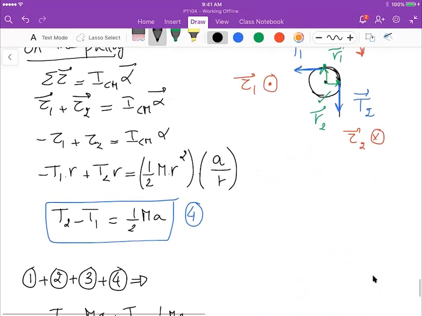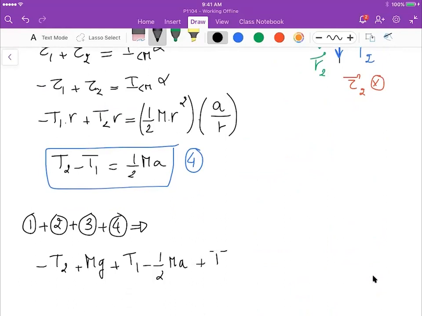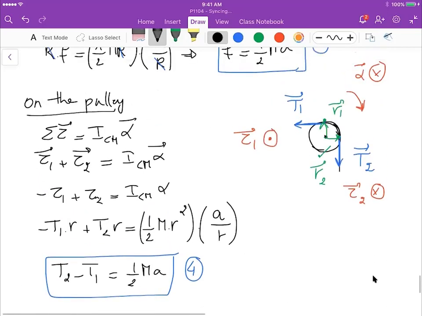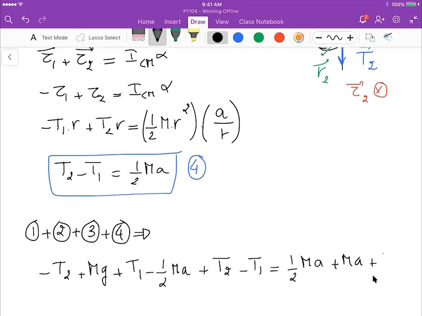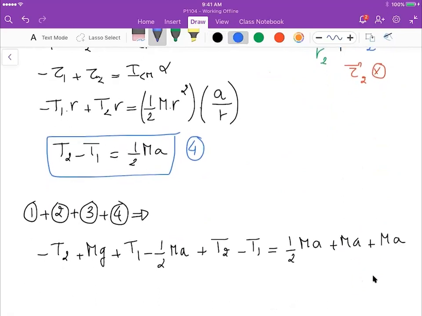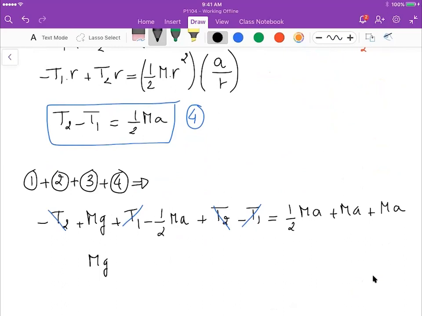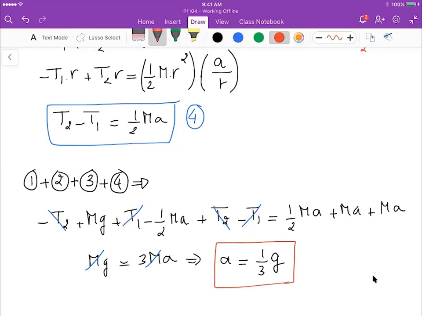اوكي بلس 4 حطينا استعملنا 1 2 3 وبعد ناقصنا بس ال 4 so plus T2 minus T1 is equal to 1 over 2 MA plus من تاني equation MA ومن أول equation MA so 1 over 2 MA plus MA plus MA وهلا فينا نعمل كل ال simplification so minus T2 plus T2 they cancel out plus T1 minus T1 also they cancel out and so what we end up with بالأخير هو MG من أول وحدة is equal to minus 1 over 2 MA بتنتقل لتاني جهة بصير في عنا 3 MA and so again we reduce the mass factor so we end up with A that is equal to 1 over 3G and this is the answer this is the acceleration we are looking for this is the acceleration of the block A.